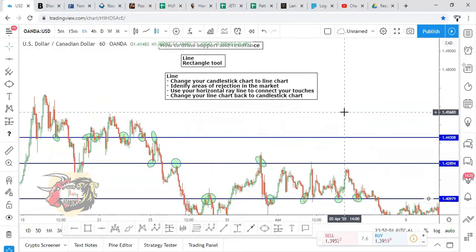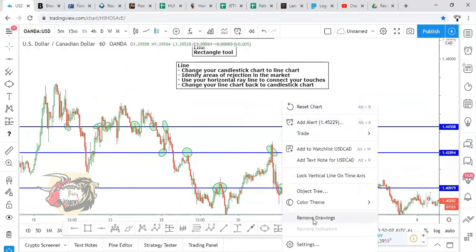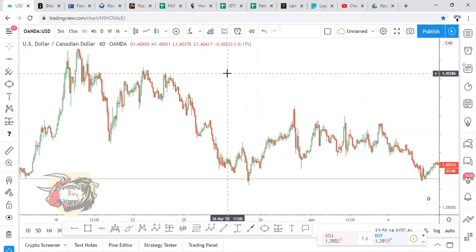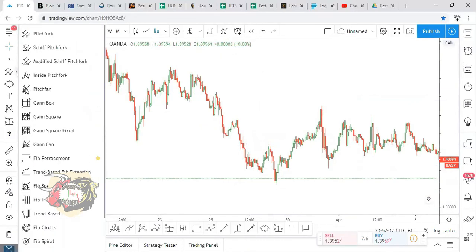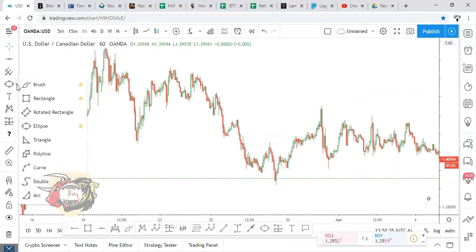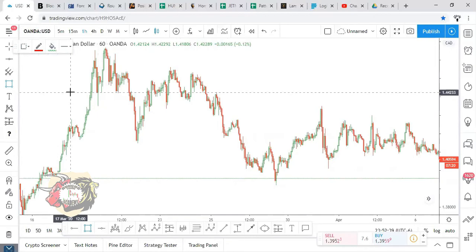So the second method is very simple also. Let me clear my chart. So I'm going to use a rectangle tool to draw my support and resistance. So I don't need to change my chart to line chart before I can draw this, because even if I change it to line chart, I won't be able to draw it very well. So it's better I use my candlestick pattern to draw it. So this is how I draw it. Just click on your rectangle. Then use your cursor to highlight those areas.